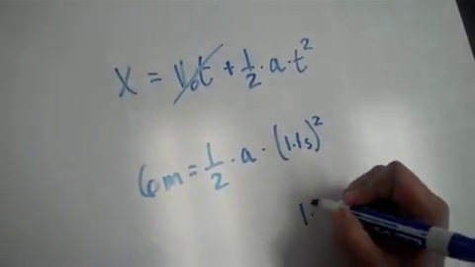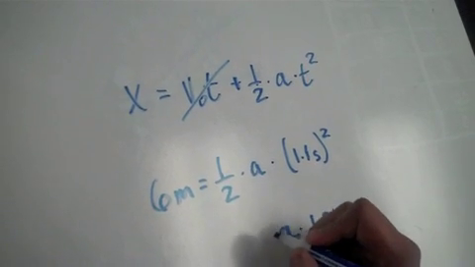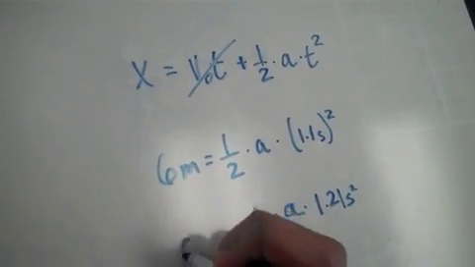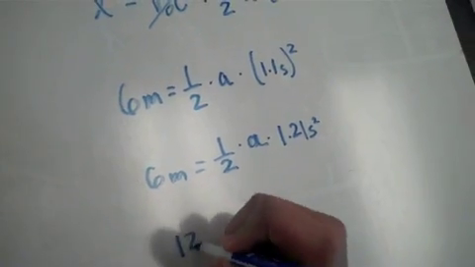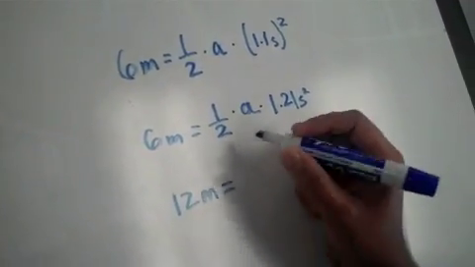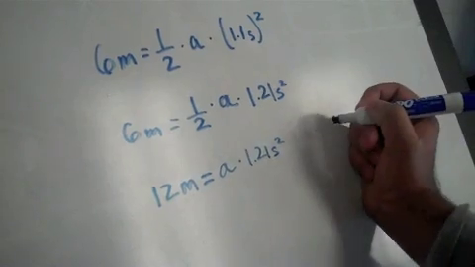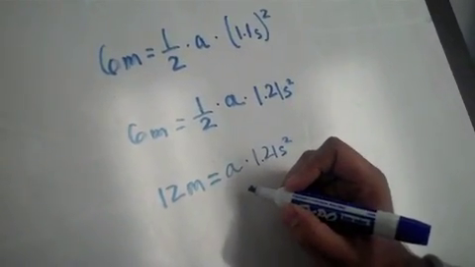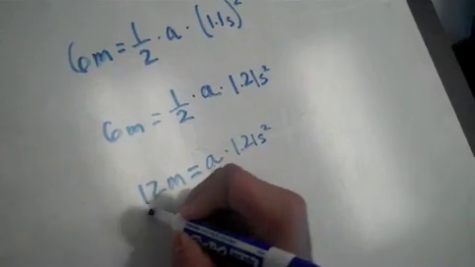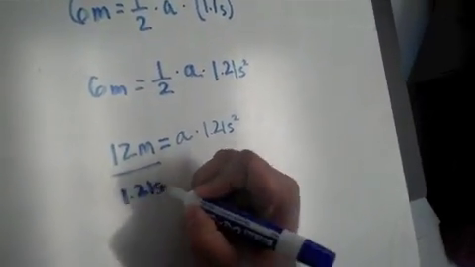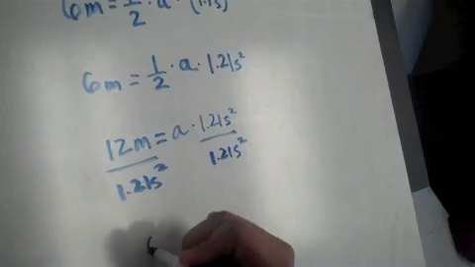1.1 seconds squared is 1.21 seconds squared, times the acceleration times 1/2 equals 6 meters. Now we can get rid of the 1/2 by multiplying both sides by 2. So 12 meters equals the acceleration times 1.21 seconds squared. Alright? Now we can solve for a by dividing both sides by 1.21 seconds squared. So we divide both sides by 1.21 seconds squared.